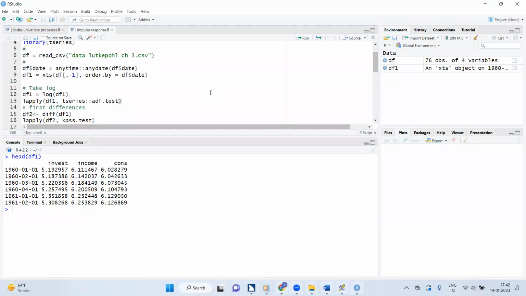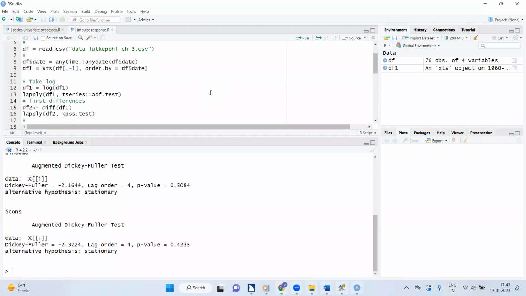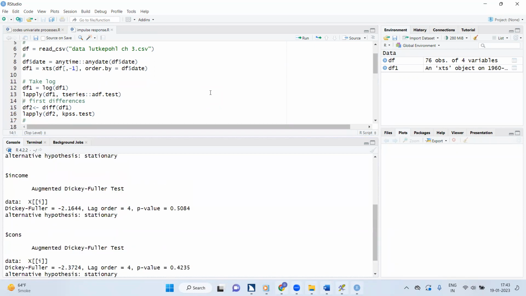It's saying that take the data df1 and take the function from where? From this package, tseries, and compute the ADF test for every column. Let's quickly do it and see what we get. So $invest, ADF test, and what is the conclusion? Non-stationary, p-value 0.25, non-stationary. So you can just check all the 3 series are non-stationary.